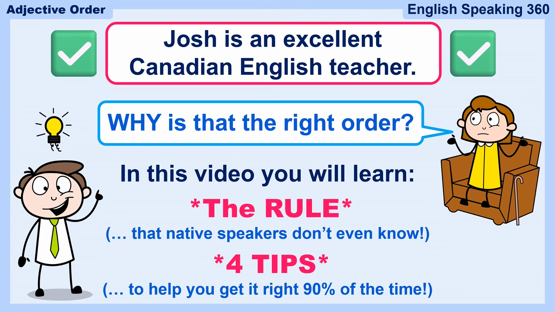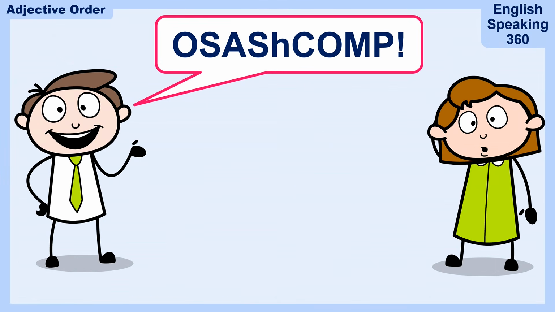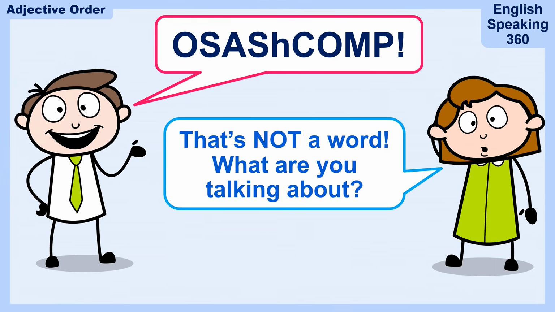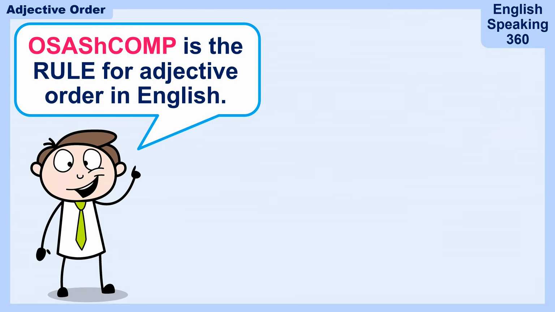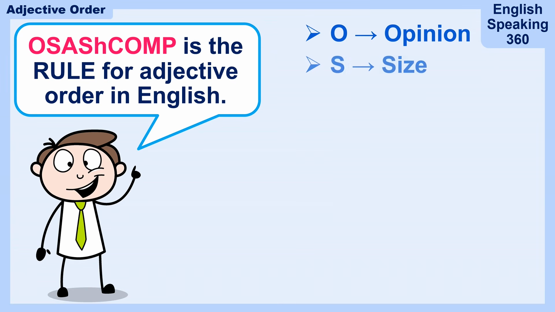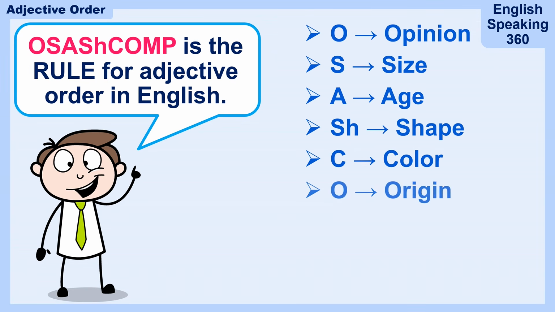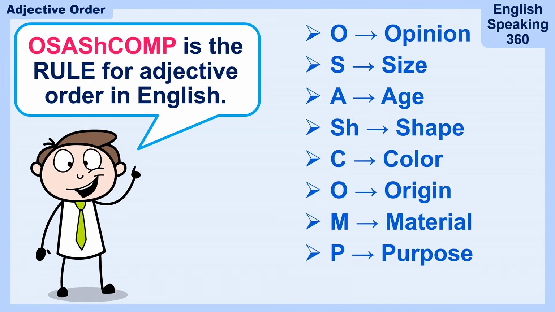Super useful. OSAShCOMP. That's not a word. What are you talking about? OSAShCOMP is the rule for adjective order in English. O stands for opinion, S for size, A for age, SH for shape, C for color, O for origin, M for material, and P for purpose, plus a noun at the end.